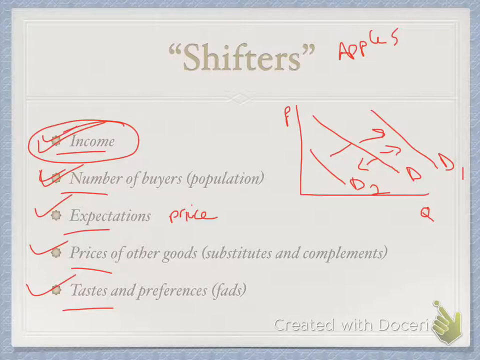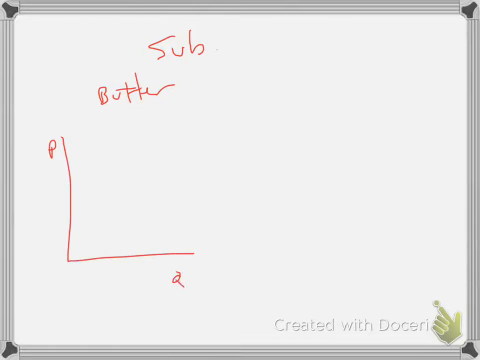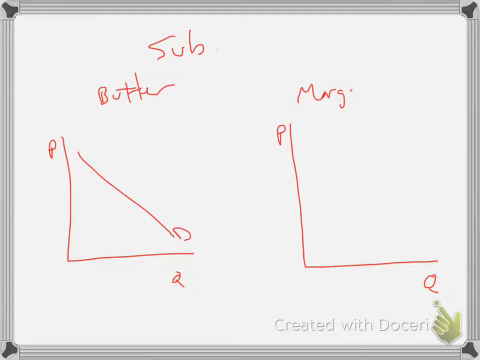Prices of other goods, that's substitutes and complements. We're going to do that on this page. We're going to start with substitutes. These are things that you typically don't buy both of. And I know you're going to tell me, oh, I always buy butter and margarine, but typically people buy one or the other. This illustrates shift in movement really well.